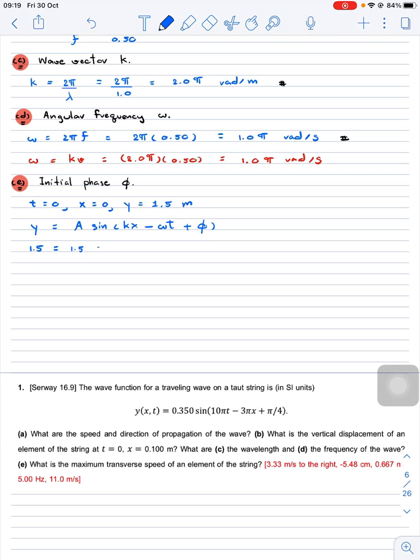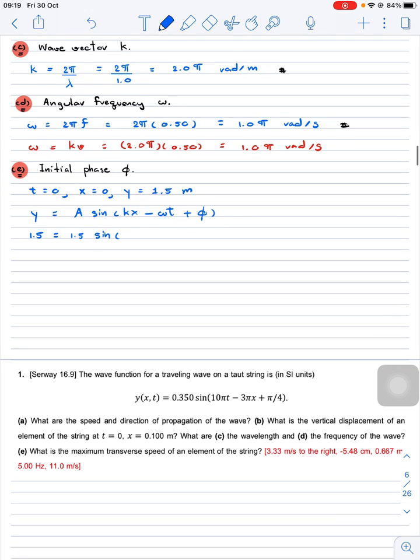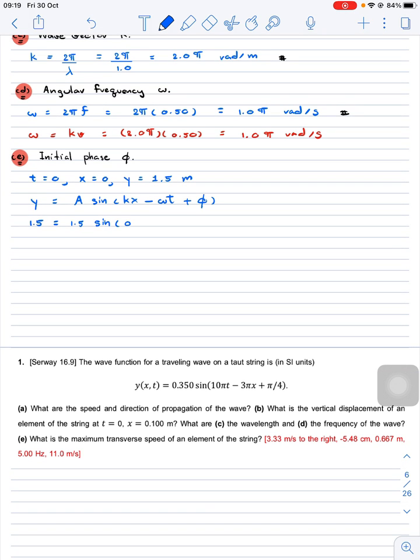Okay, and then times the sine of the, okay, so now the kx, right, x equal to 0 and the t is equal to 0 as well, and then plus the phi. So you can see that 1.5 and 1.5 just cancel out, and here we have only the sine of the phi, right? Then you can get that the sine of the phi is equal to 1, or we can say that the phi is equal to 1.